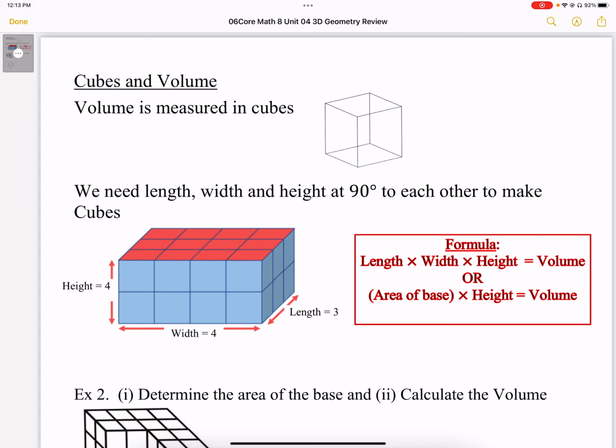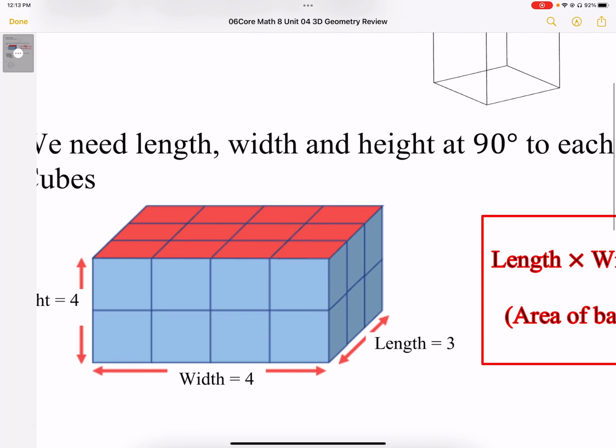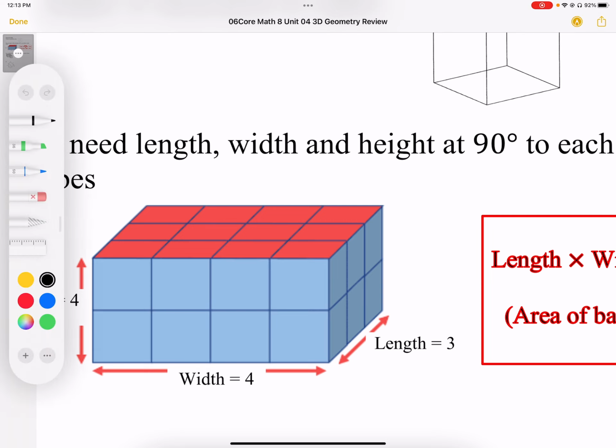of the base. So area of the base, in this case, this diagram here, the area of the base is going to be, we have 3 wide. Okay, so we have 3 this way, and we have 4 this way, and that's going to give us the area, and we can see the area here. It's going to give us 12 squares of area in red.